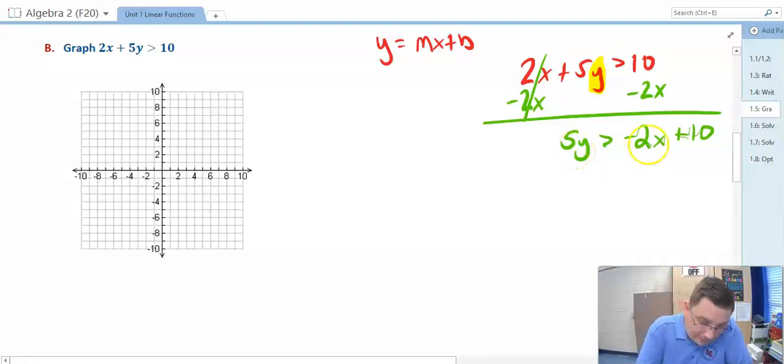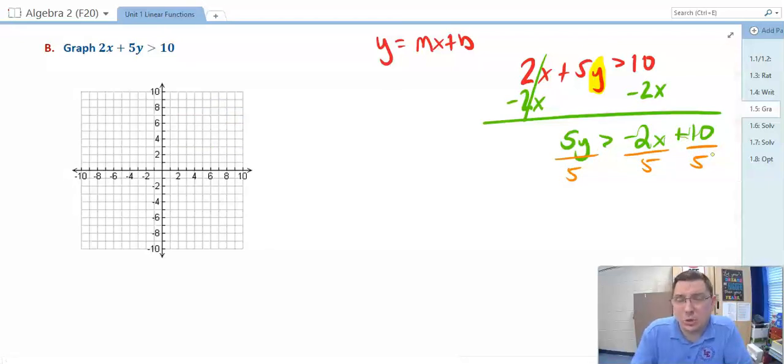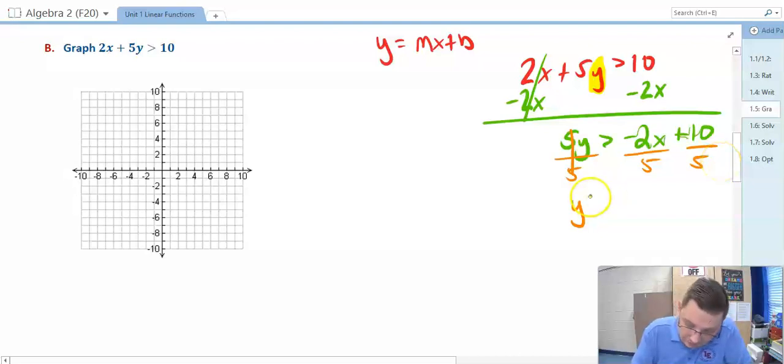Now to get the y by itself, I need to divide both sides by 5. And so I'm going to divide by 5 here, and divide by 5 here, and divide by 5 here. Again, remember, what you do to one side, you have to do to the other side, which is why it has to divide to every term on both sides. Okay, and so this will cancel. And so I get that y, we divided by a positive, so the inequality will not flip. Y is greater than negative 2/5 x plus 2. Okay, that's as far as we'll get reduced, and so that's what we'll do from there.